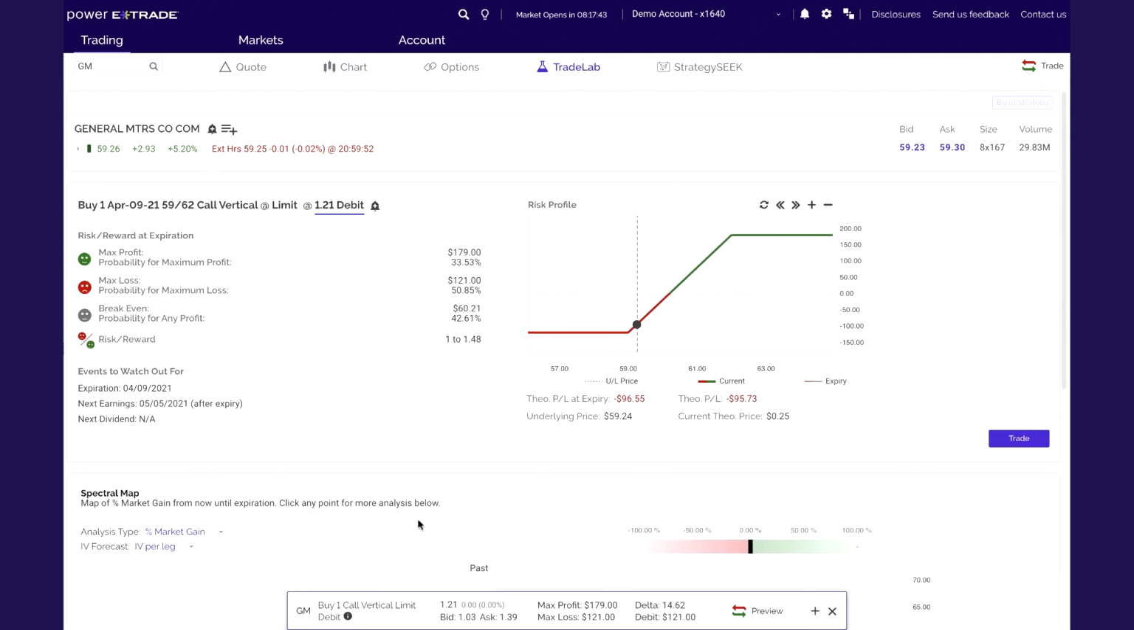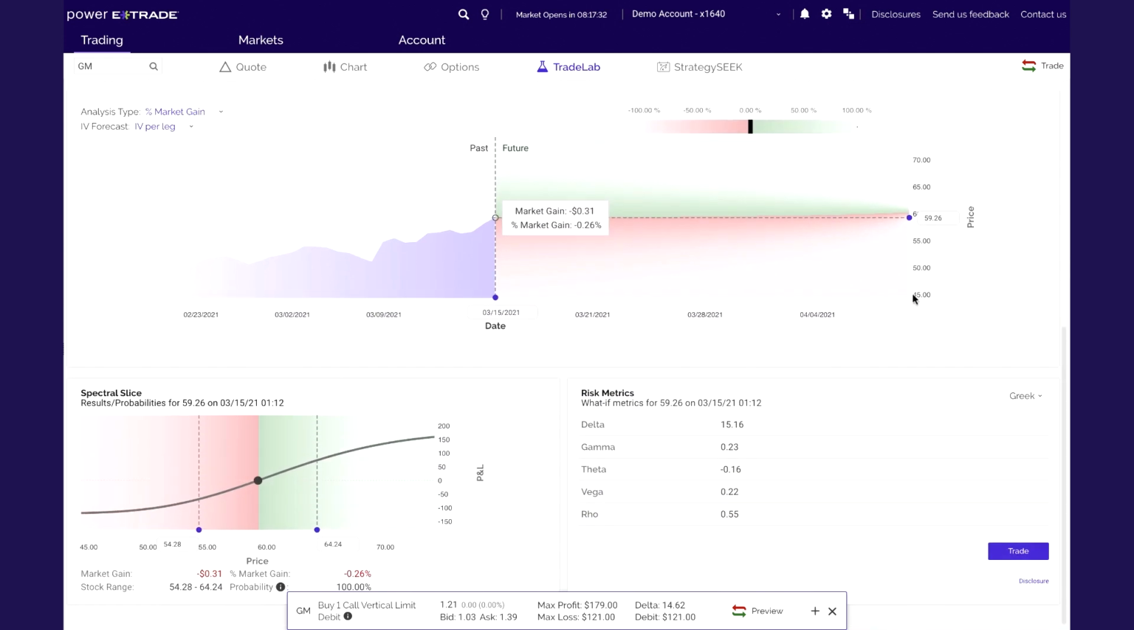Once TradeLab loads up, it's going to give me the same information that I had from the snapshot analysis, although it's going to give me a slightly bigger representation of my P&L diagram here. What I particularly like about this is actually found in the lower right-hand side, and that is the risk metrics. These are the what-if metrics for the spread that I just created.